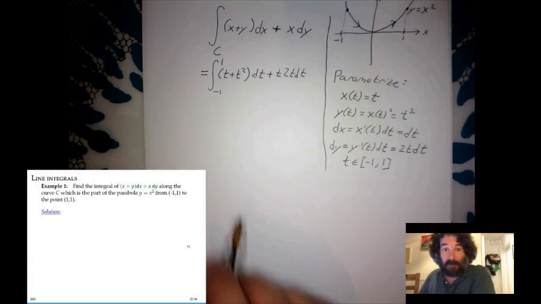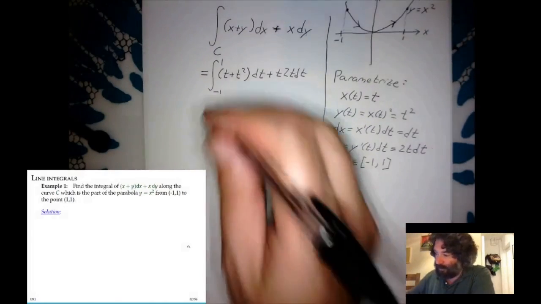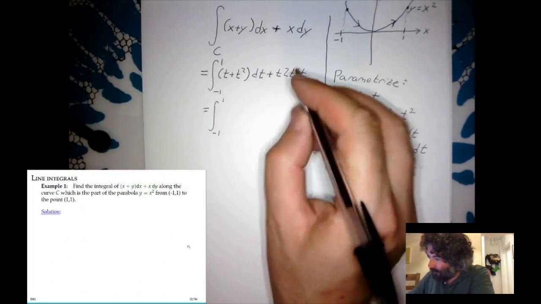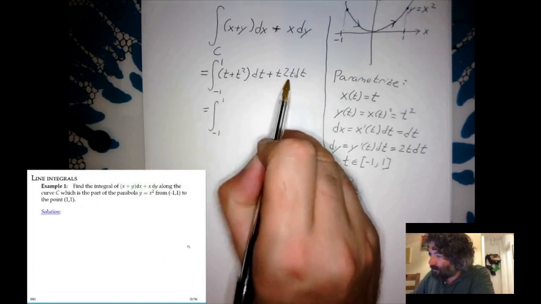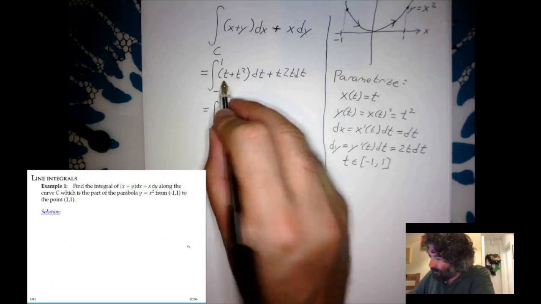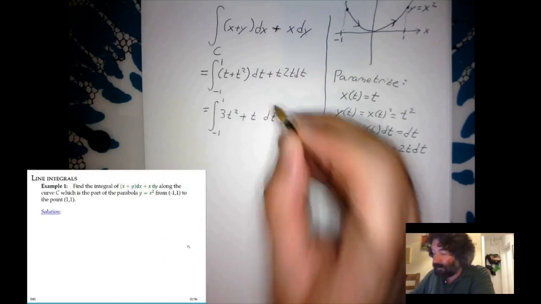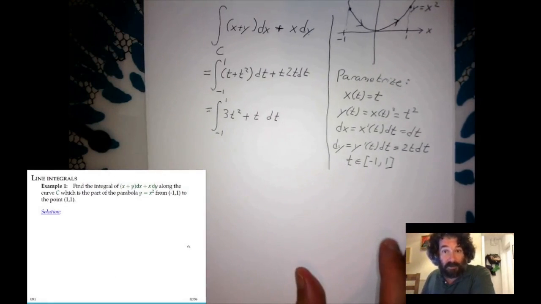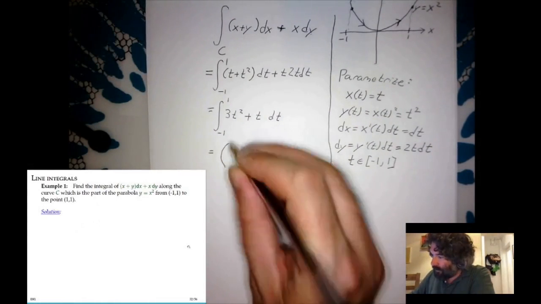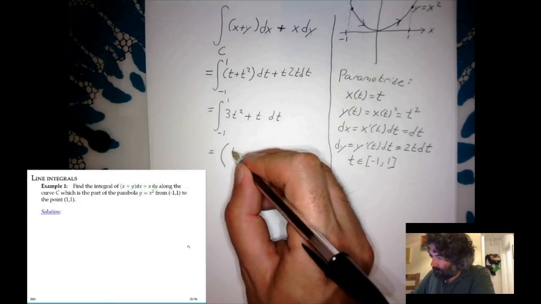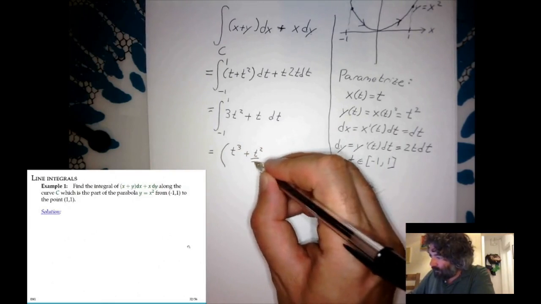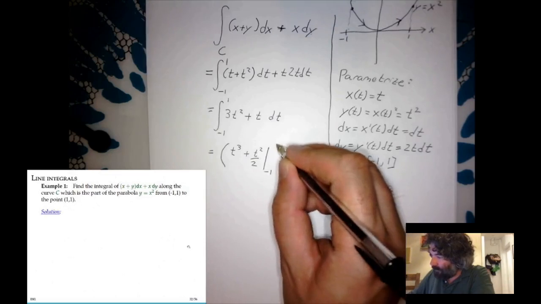Okay, we could then factor the dt out, think of it that way, and so this becomes the integral from -1 to 1 of t squared plus 2t squared, so that's 3t squared, plus t dt. So now this is a fairly simple one-dimensional integral that we have no problem doing. So the indefinite integral is t cubed plus t squared over 2, evaluated from -1 to 1.